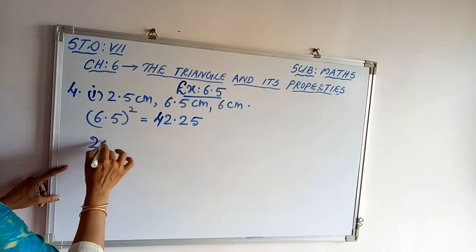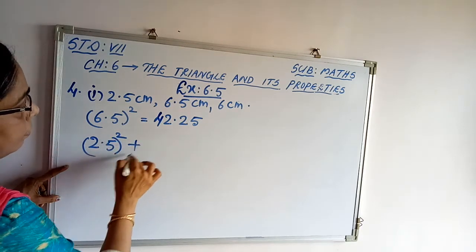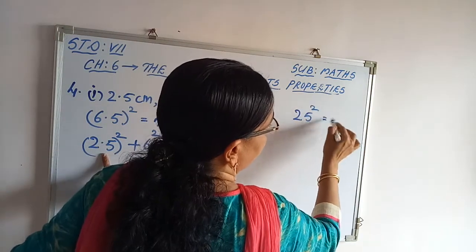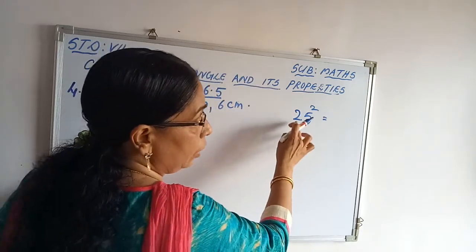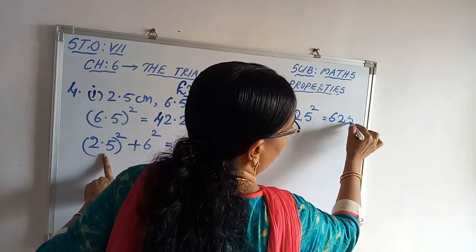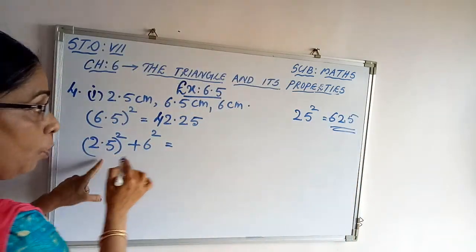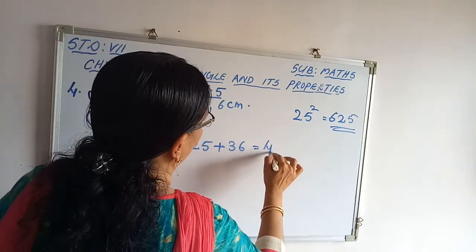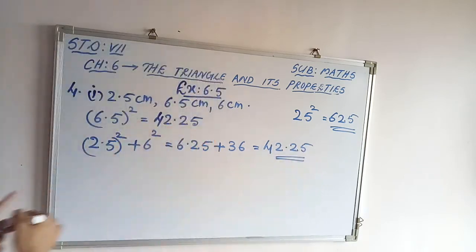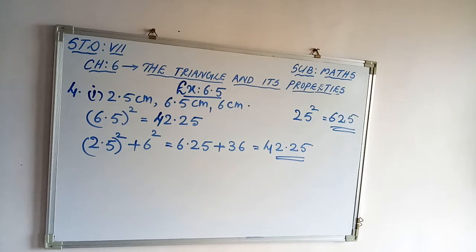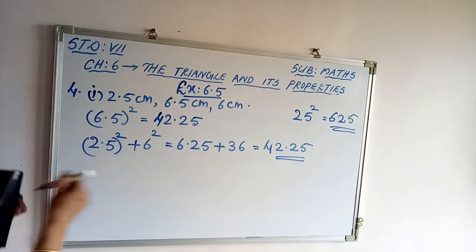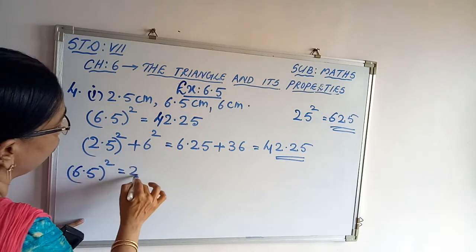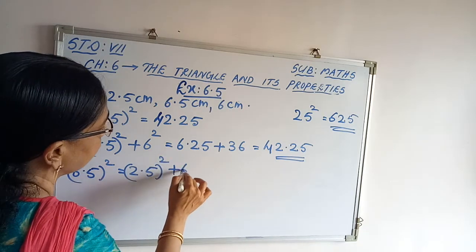Now, which are the remaining two? 2.5 squared plus 6 squared. Here also we can use the same method, 25 squared. 2, the successive number 3. 2 3s are 6. 5 5s are 25. So, 625. As it is 2.5, it is 6.25, plus 36. That will give you 42.25, isn't it? So here we are getting the same values. 6.5 squared is equal to 2.5 squared plus 6 squared.